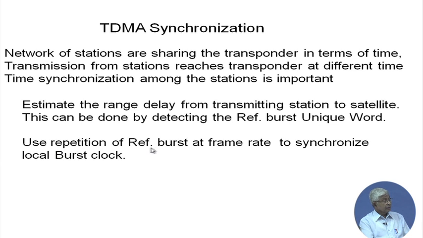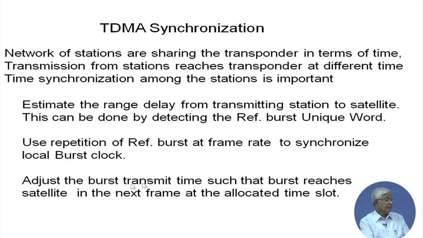Now, the TDMA frame has to be synchronized in terms of the reference burst, which is at the frame rate, and from that you have to find the burst clock, and at that rate the transmission has to take place. To adjust the burst transmit time, the burst must reach the satellite in the next frame at the allotted time slot. So, first you have to detect where the reference burst is, and based on that you have to transmit, and you should know the range.